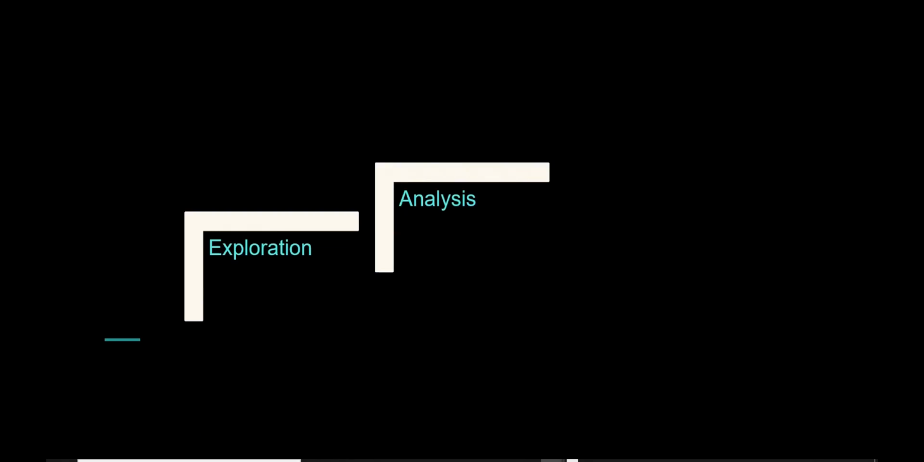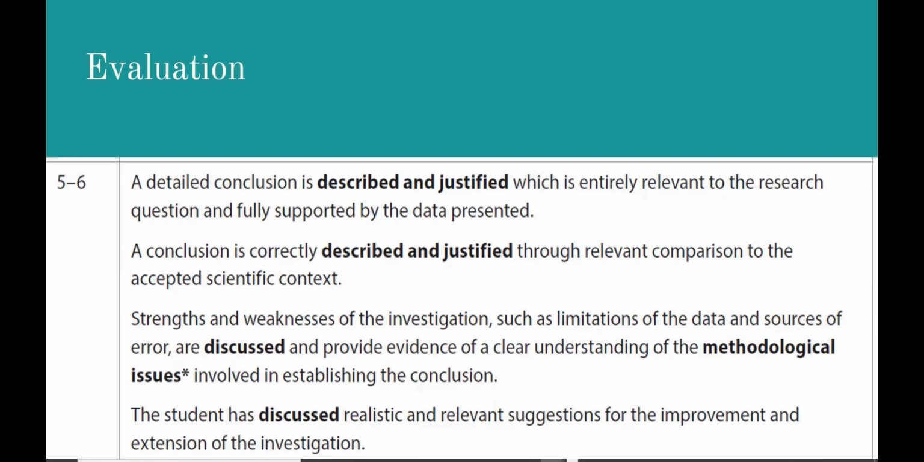In the previous video, I explained how to approach exploration and analysis while writing the report of individual investigation. Today, we are going to discuss how to evaluate the experiment and what all points to be included while addressing the criterion evaluation. This is one of the most demanding criteria. As seen in the rubric, the maximum score for evaluation is 6. We are going to see what all points to be included to score in the highest band.